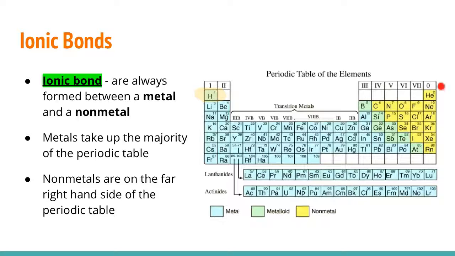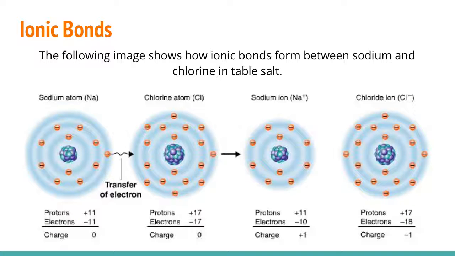combining it with something on the right-hand side, or a metal to a nonmetal, we always have an ionic bond. Here we see a great example of an ionic bond occurring, and this is between a sodium, which is our metal in this case, I'm going to write M above that, and chlorine, which is our nonmetal. So again, with an ionic bond it's always between a metal and a nonmetal.